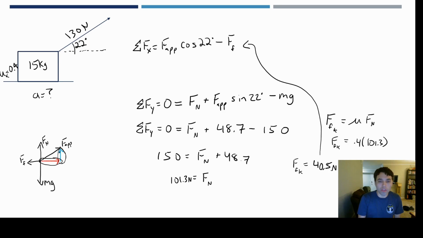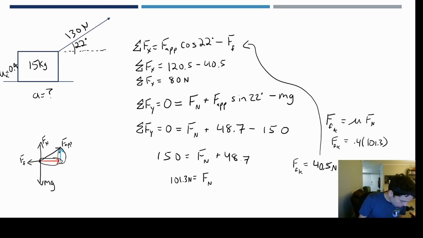All right, so that's going to go right there, right? So the net force in the x direction is going to be the force applied times cosine 22, which is 130 times the cosine of 22 degrees. That's 120.5 newtons, minus 40.5 newtons. That means the sum of my forces in the x direction is 80 newtons, right?